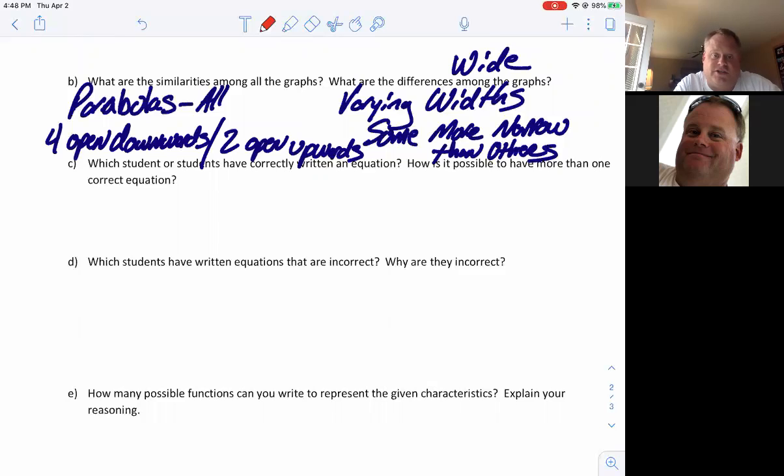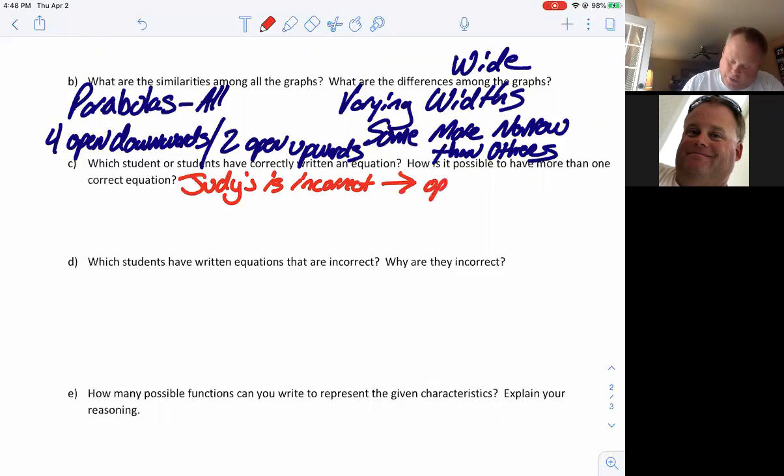Question C says, which students have correctly written an equation? How is it possible to have more than one correct equation? All right, so I know for a fact in looking at them, and I'm kind of referring back to my sheet here, okay, so I've done that. Instead of flipping up and down on there, I'm going to refer back to my sheet. I know that Judy's is definitely incorrect. And how do I know that? Because it opens the wrong direction. No, it opens the right direction, right? What it does, sorry, and I'm looking at the wrong person as I did that.